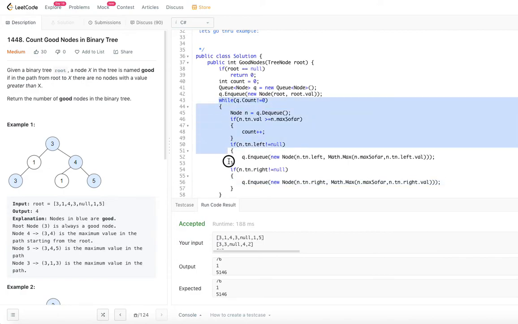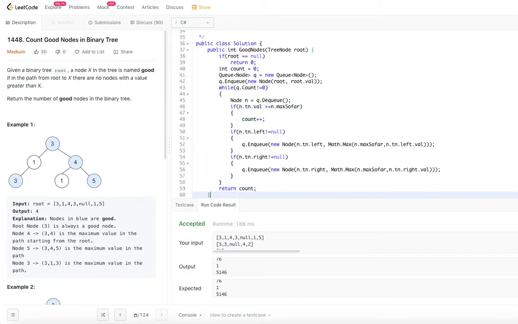So this while loop will be executed till the queue has at least one element, right? So once we exit this while loop, we will know the count of how many good nodes are there, as long as they are satisfying this condition. So we will return the count at the end, right? So this is how we are using the BFS, breadth first search algorithm, to solve this particular problem.